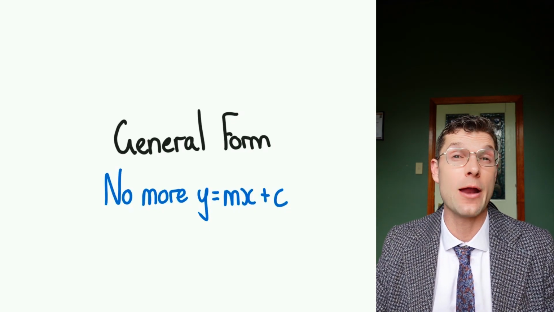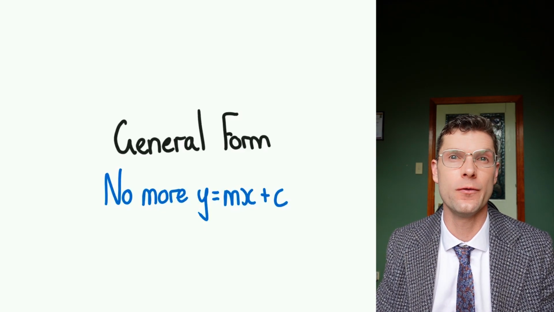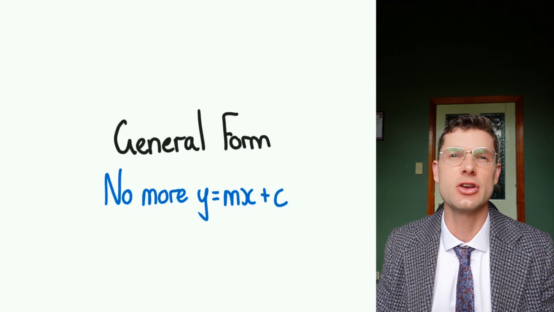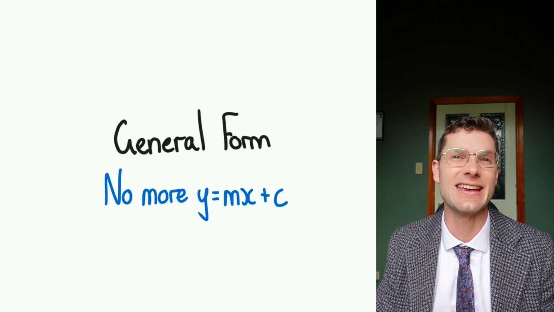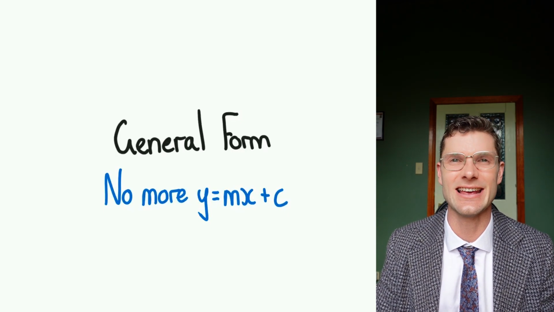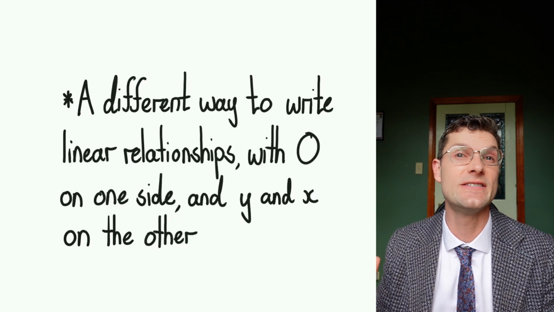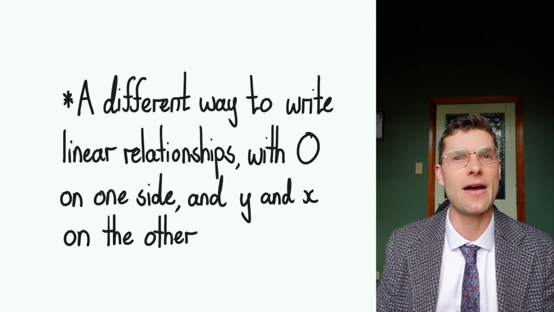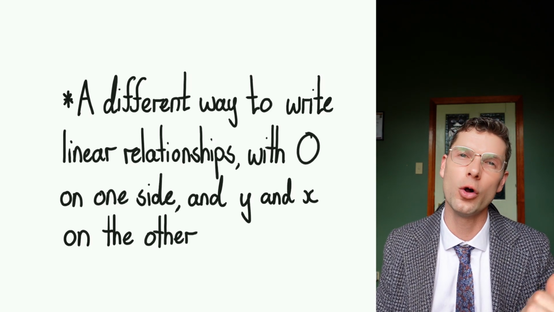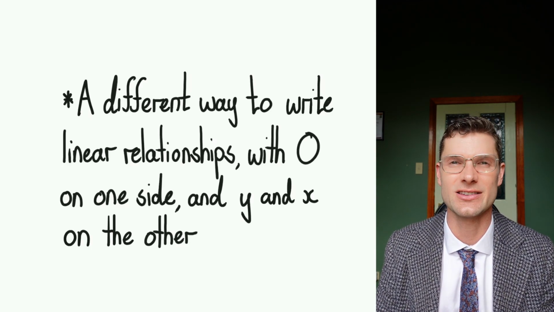Today we're going to have a look at writing linear relationships in a new form, the general form. So no more y is equal to mx plus c, we're looking at something different in this lesson. The general form is just a different way to write a linear relationship with 0 on one side. So this time we're going to have x, y and the constant term all on one side, and 0 on the other side by itself.